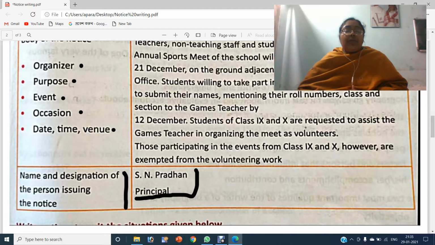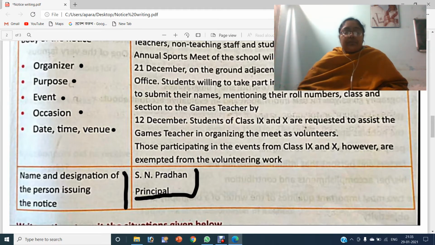So this is what we come to know about notice writing. A very clear idea, I hope, has been given to you from this notice. If you all go through this notice twice, you will be able to write a notice yourself. So children, this much from an example of a notice which is given in your book.